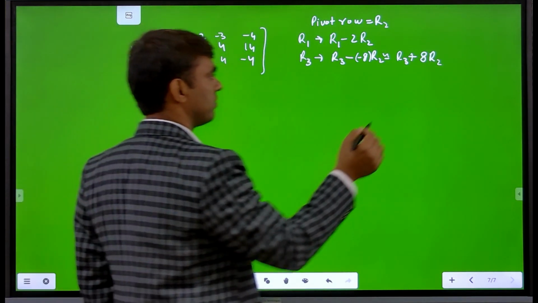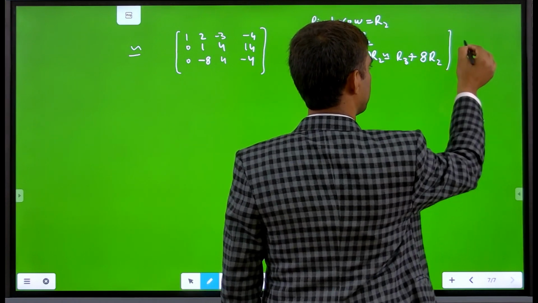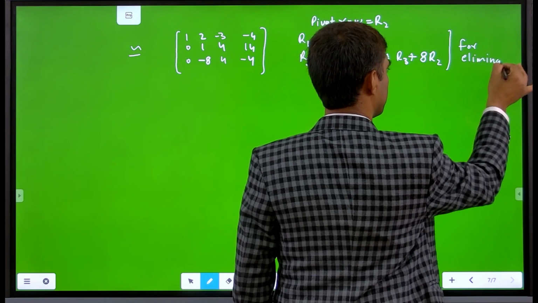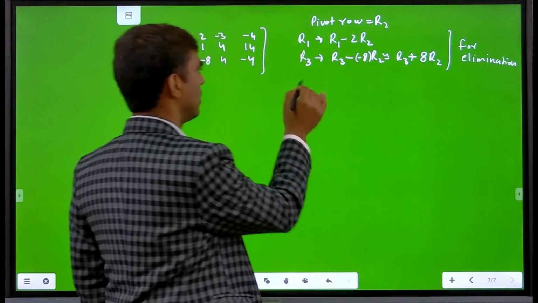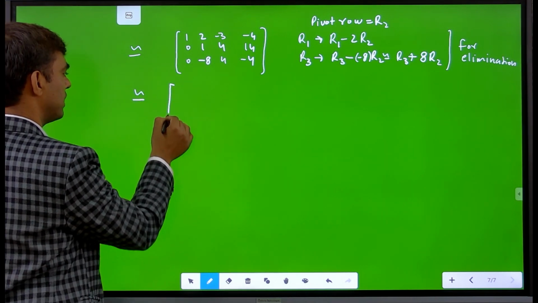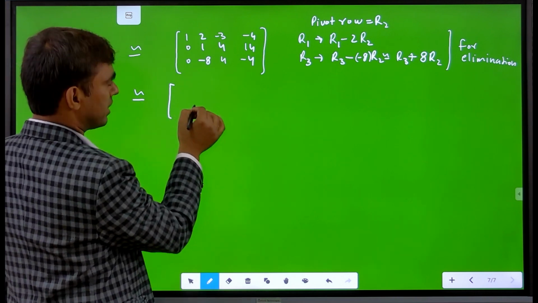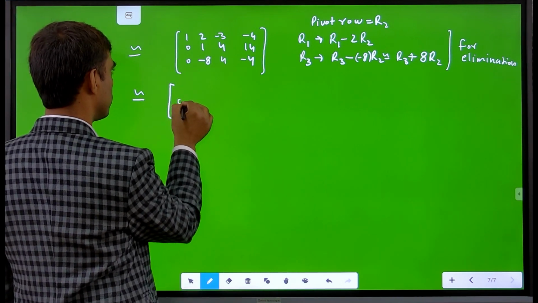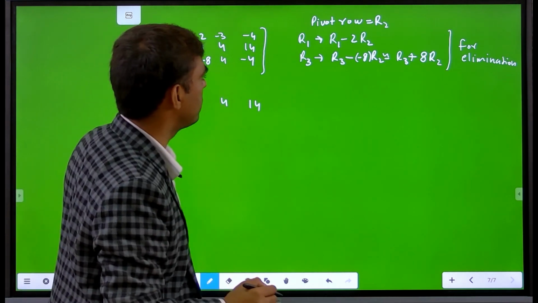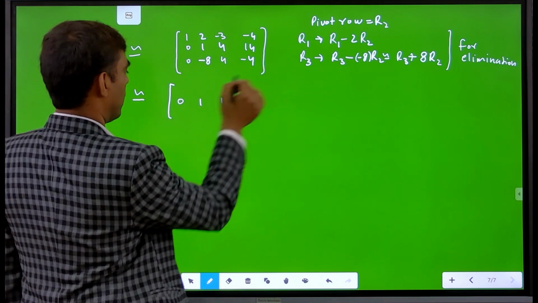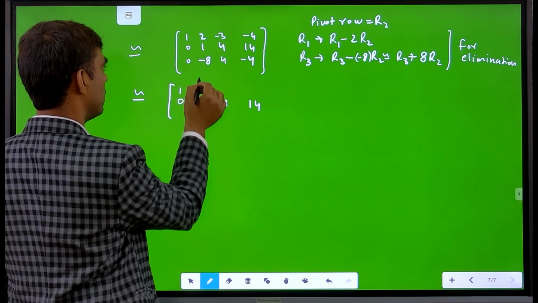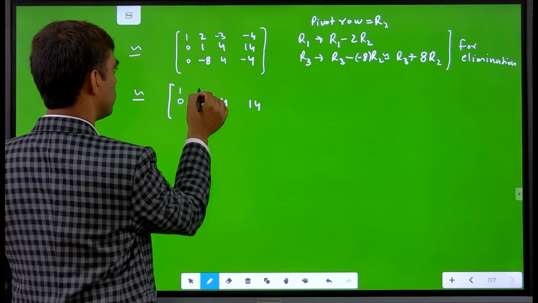So for elimination, now we perform this operation to get the equivalent matrix. After performing this operation, there is no change in the second row, because the second row is the pivot row. So 0, 1, 4, 14. Now what will happen in the first row? R1 minus 2R2. This one is 1, minus 2, 2 minus 2, 0.